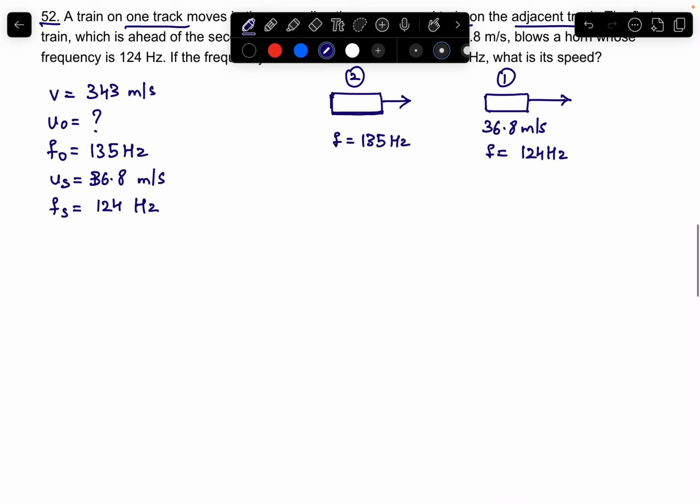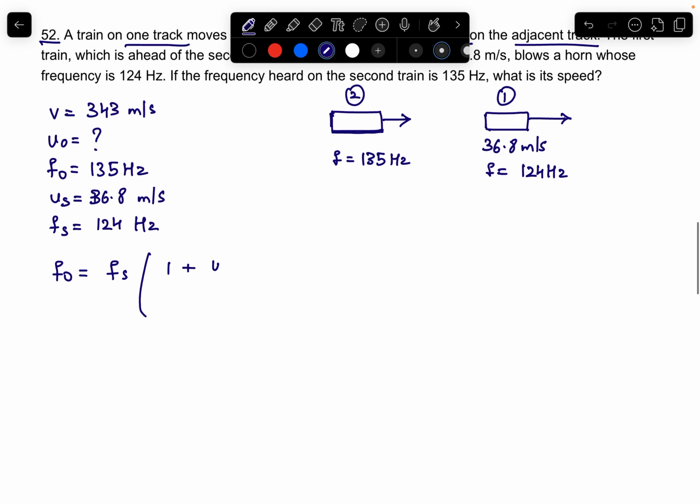All right. So again, looking at the equation we have by the Doppler effect, let's look at it this way. Because the observer is moving towards the source, we will have a positive in the numerator. Because the source is moving away from the observer, we will have a positive in the denominator.